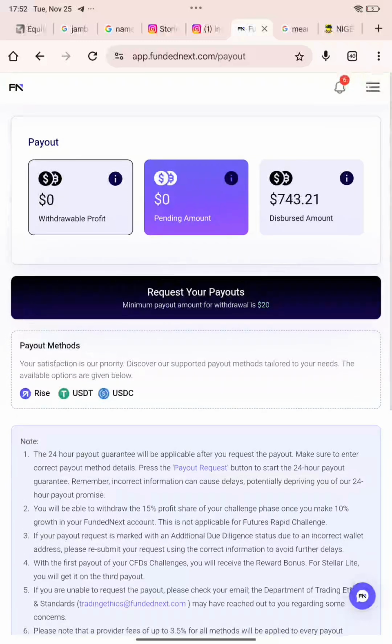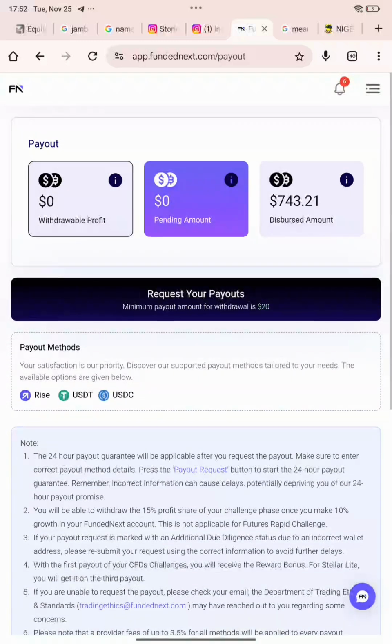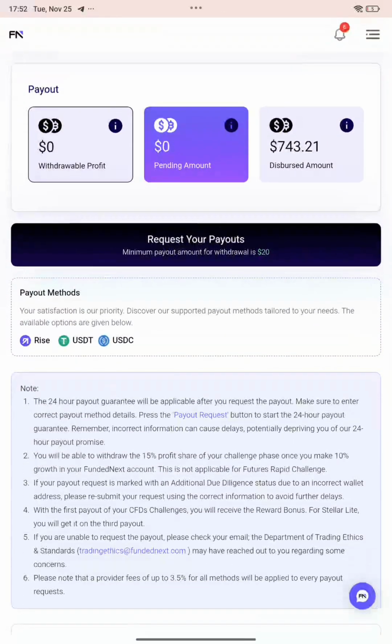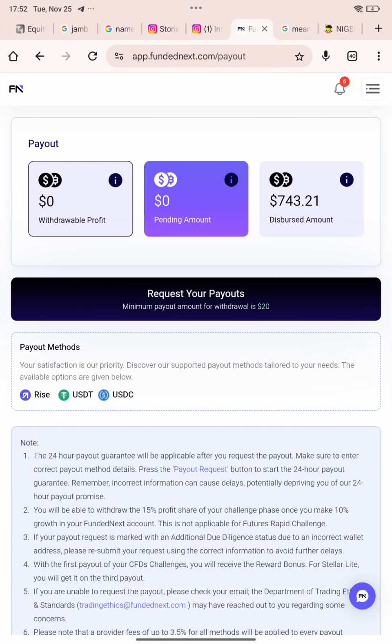Okay, look at it. I've gotten $743 from a 5K account in less than a month. I started withdrawing this account last month, August. The first withdrawal was on the 24th. Okay, it's up to a month now.